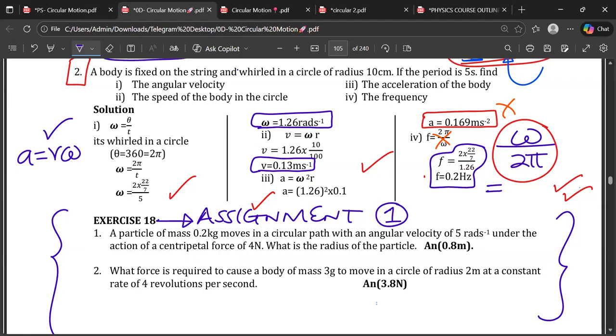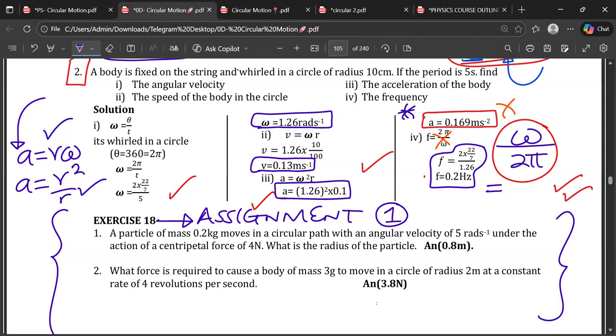Then when you try to use v squared, let me see, the V is 0.13. When you square it, now when you use the A being V squared over R, then you get this answer. So this answer is okay for this formula. Then for this one, you get something different. Then for this formula, you get a different answer. But this is what I advise.